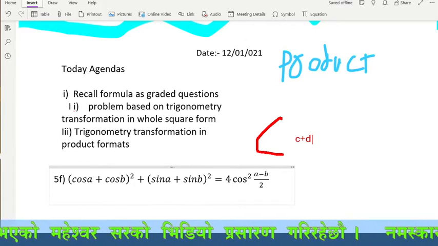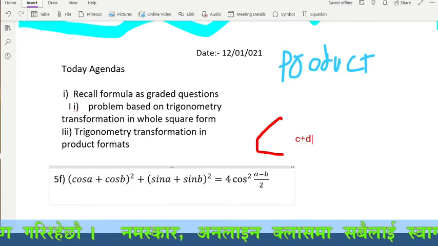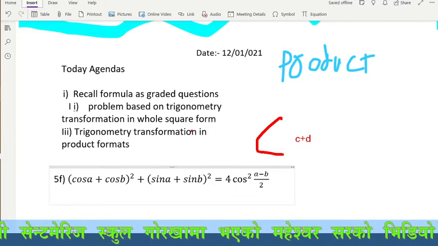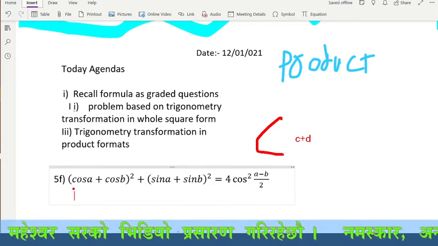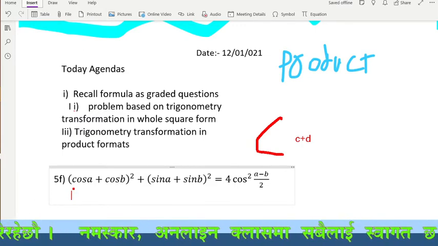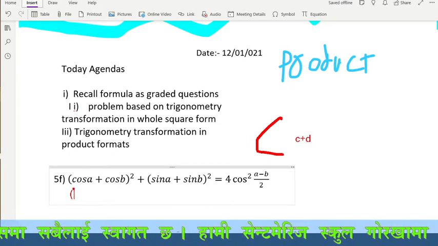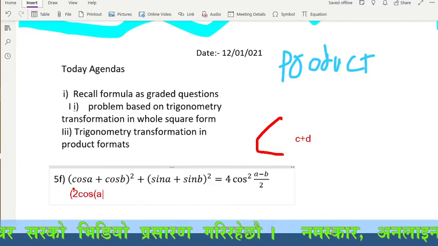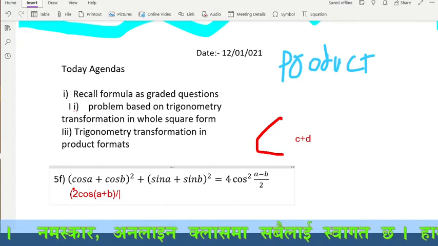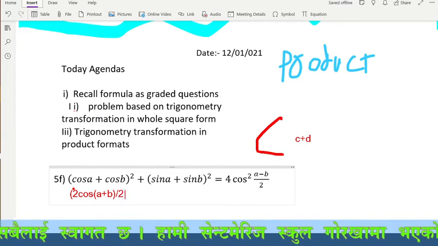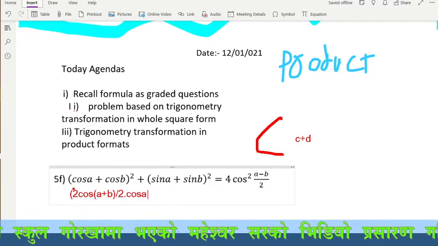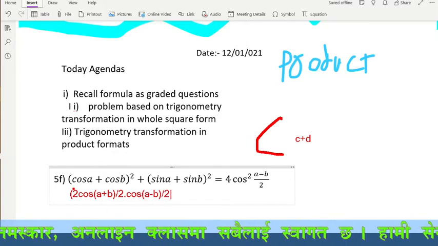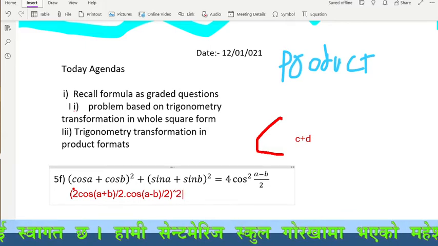Clear? Okay, so now first we'll open this formula manually. When we open this CD formula, first there will be a bracket. What will we get here? 2 times cos of (A plus B) upon 2, dot, cos of (A minus B) by 2, then there will be whole square, because outside there is whole square.